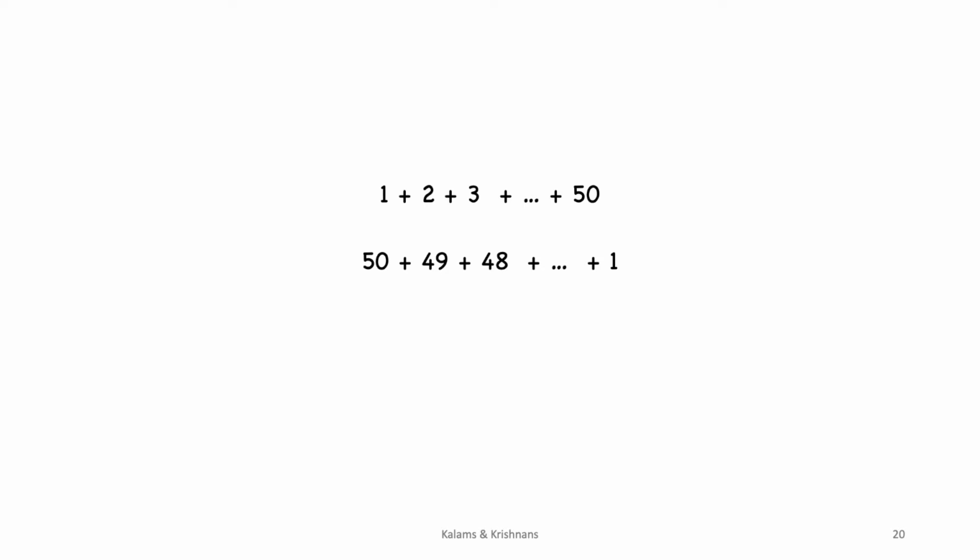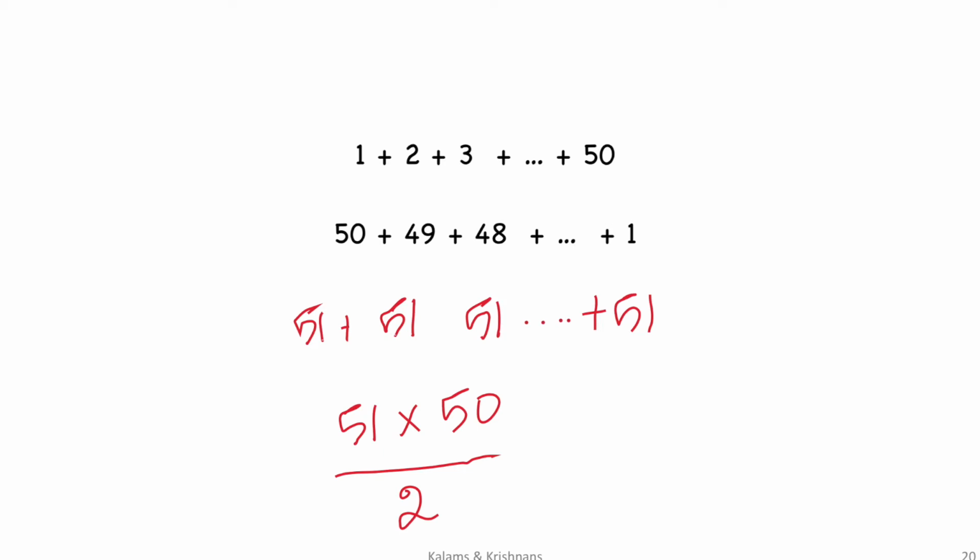Then you notice 1 plus 50 is 51. Okay, 2 plus 49 is 51. 3 plus 48 is 51. All of these are 51 because of the symmetry. 50 plus 1 is 51. So we have 51 plus 51 plus 51, how many times? There are 50 such terms, 1 to 50, 50 terms. And notice that in this particular sum, there is double counting. 1 appears twice, 50 appears twice, 49 appears twice. So accounting for the double counting, you get 51 times 50 by 2, which is n times n plus 1 by 2.